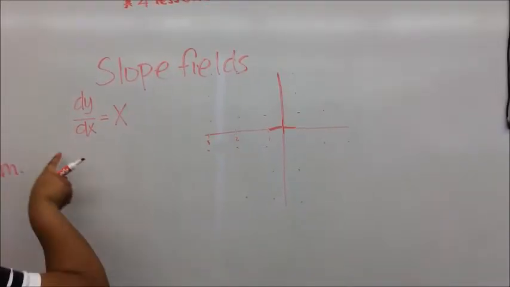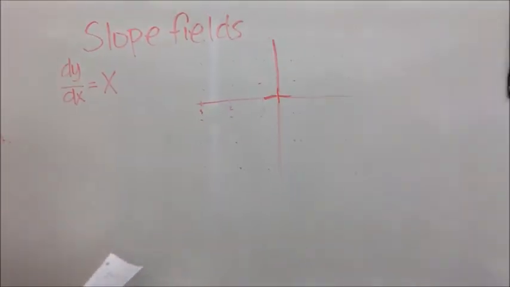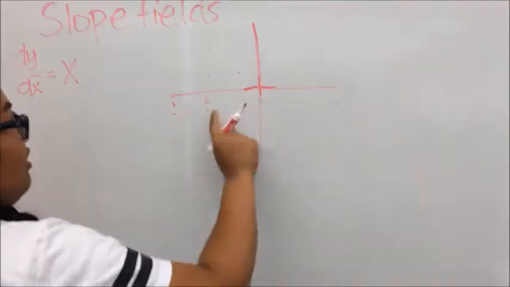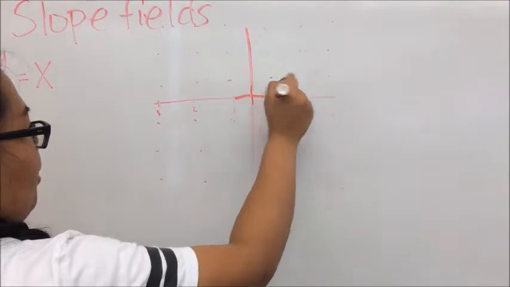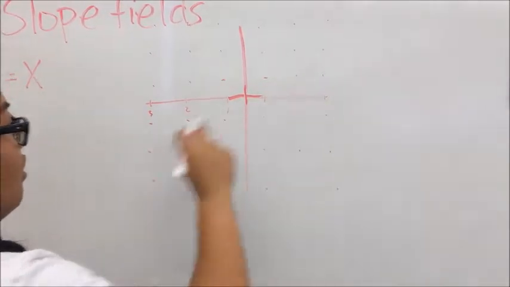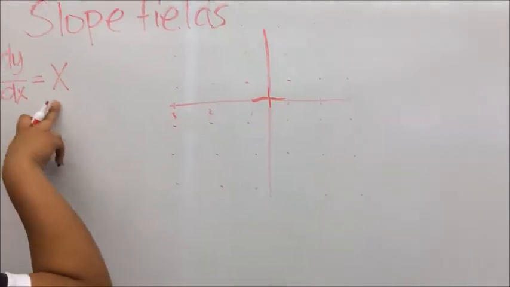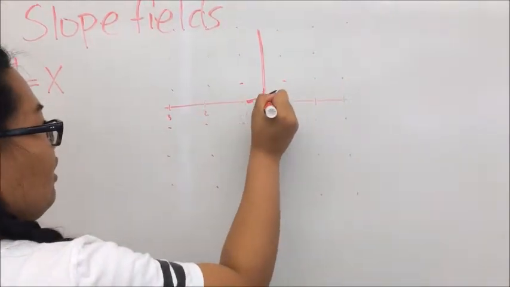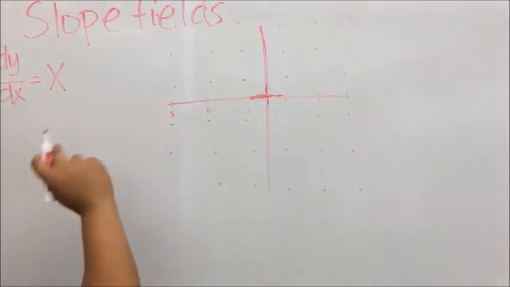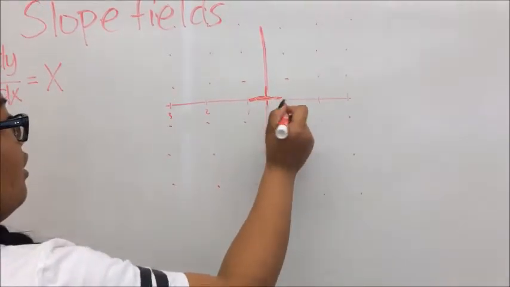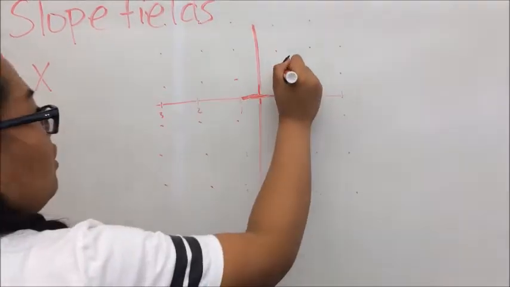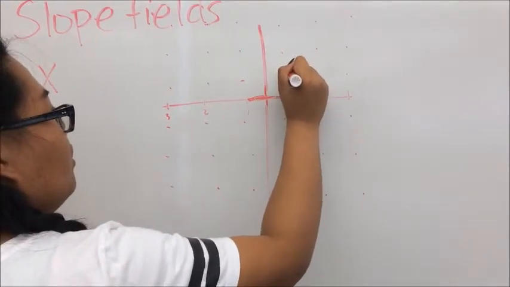So we're going to graph this equation right here. How you graph this is just plug in whatever x is and then just plot it on the graph. So if x is 0, it's just going to be 0, and the slope is 0, so it's just going to be a line right there. And then for 1, you just plug in 1, and the slope is going to be 1, so there you go.